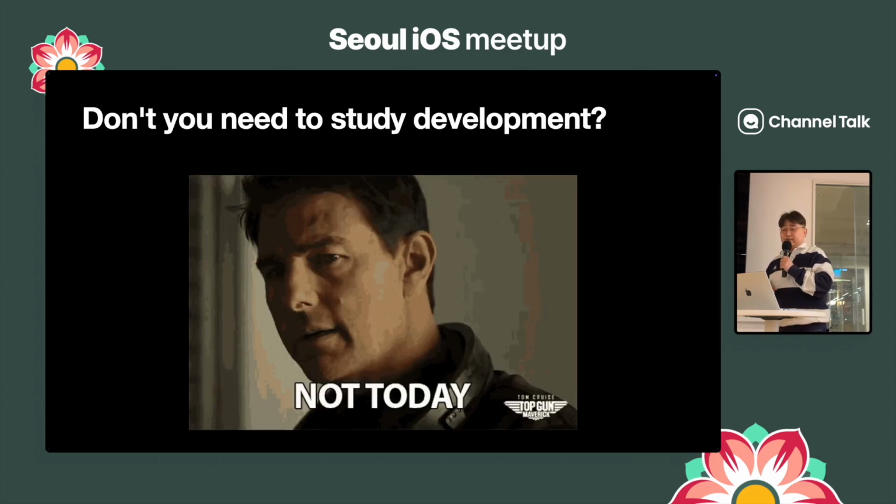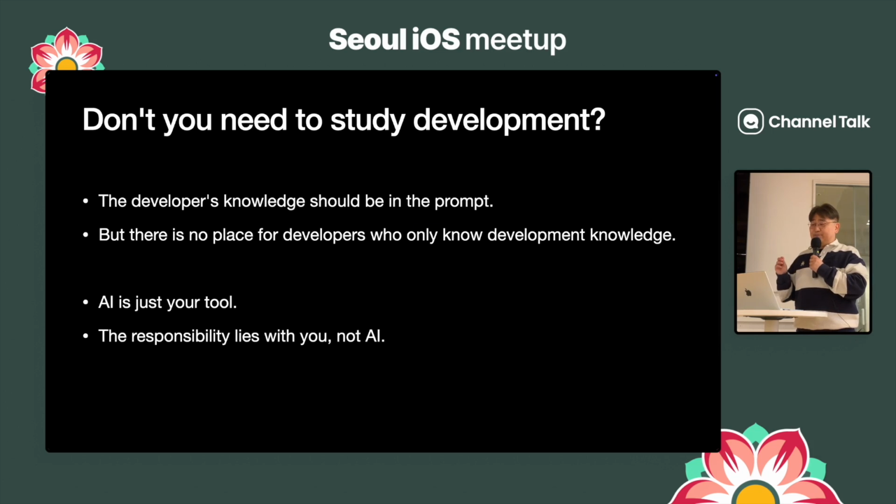And don't you need to start with development knowledge? Not today. The developer's knowledge should be in the prompt. But there is no place for developers who only know development knowledge. You have to learn about other domains. AI is just a tool. The responsibility lies with you, not AI.